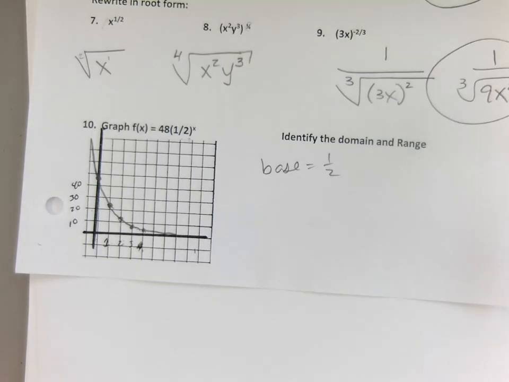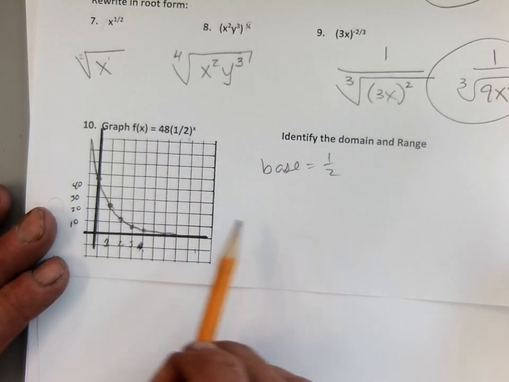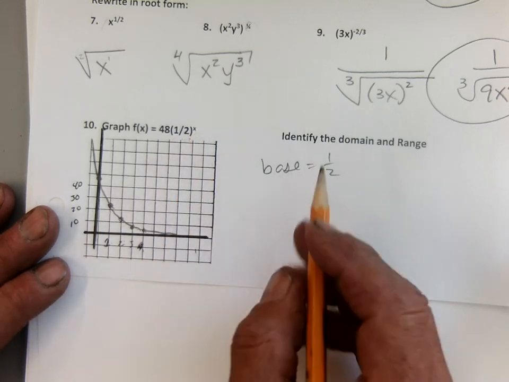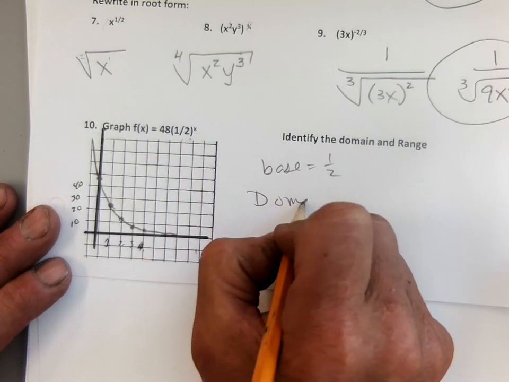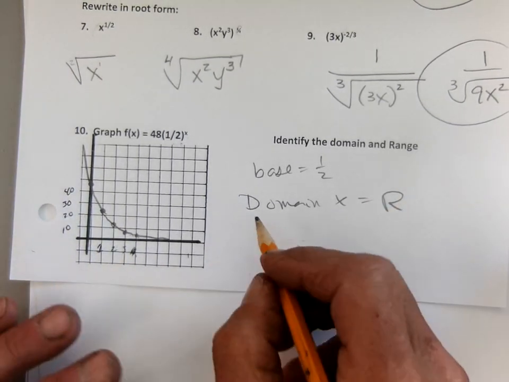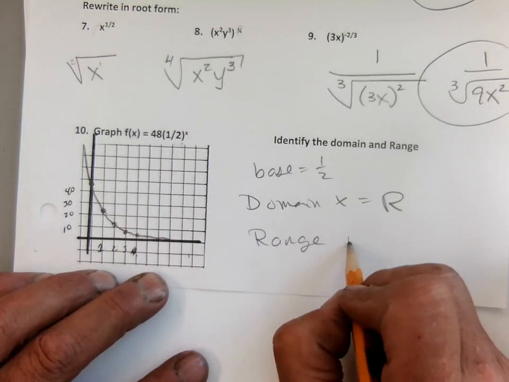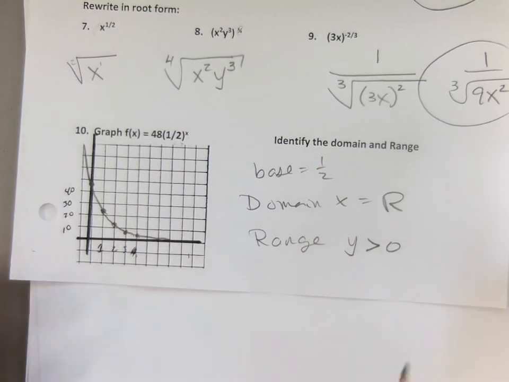Now, domain and range. So domain is all real numbers because it goes forever this way and that way, and every possible x can be part of the domain. So domain, simply x equals all real numbers. But range, it never touches 0. The range never touches 0, but it goes up, as y is greater than 0. Okay, and that's all I have.